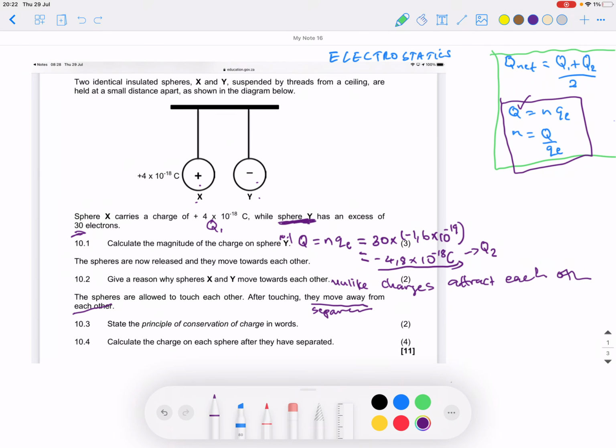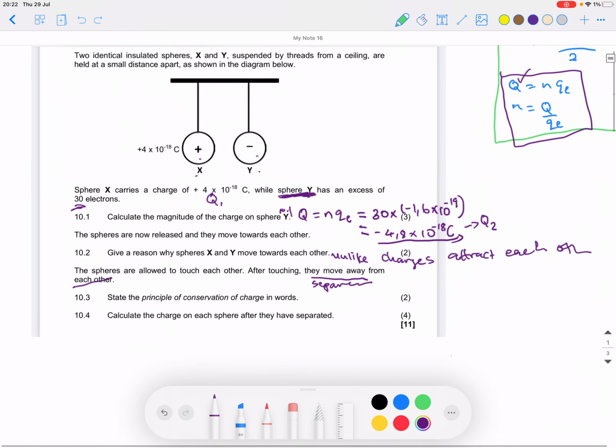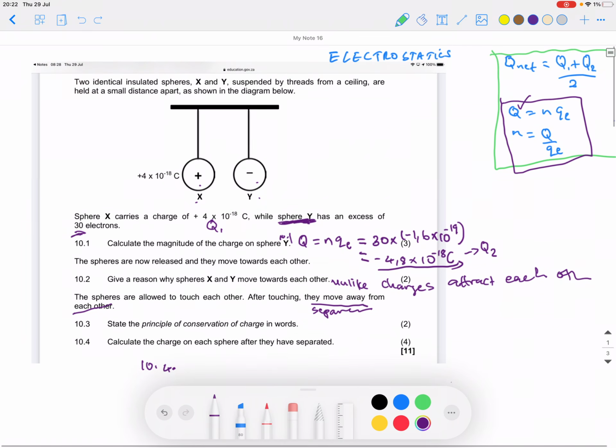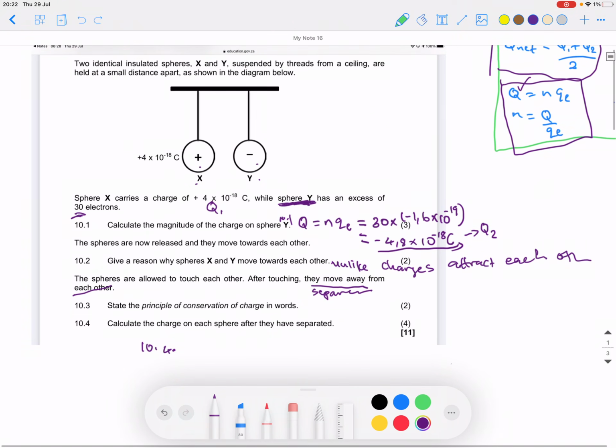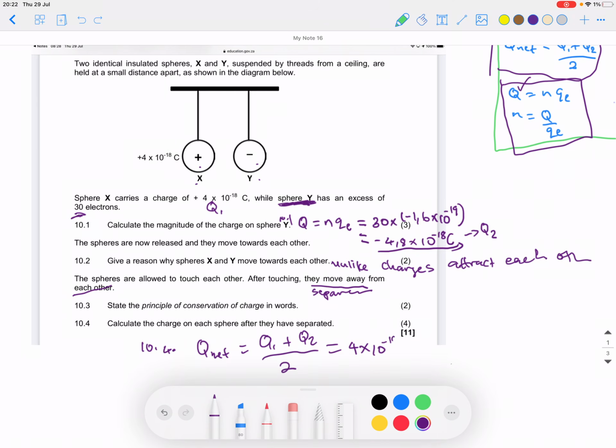Question 10.4 says calculate the new charge. So we're going to use conservation of charge, which is this formula. Q naught, which is the new charge, will be Q1 plus Q2 over 2. Q1 we said is for X, which is 4 multiplied by 10 to the power negative 18 coulombs, plus Q2, which is negative 4,8 by 10 to the power negative 18 coulombs. We said this is Q2. And then we divide everything by 2.